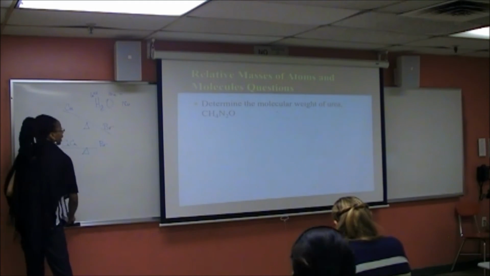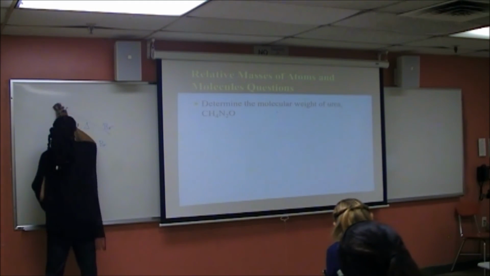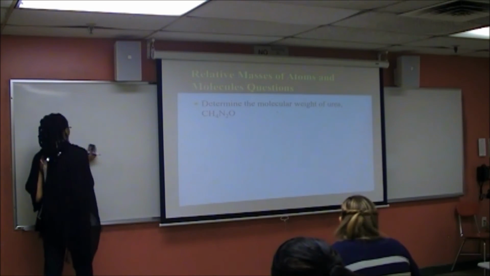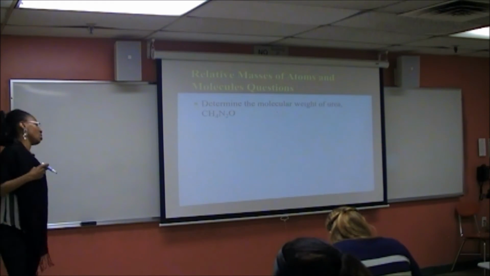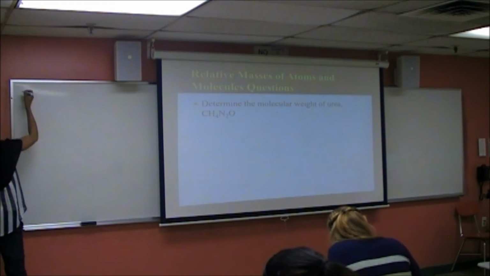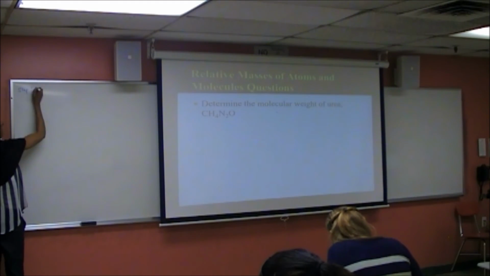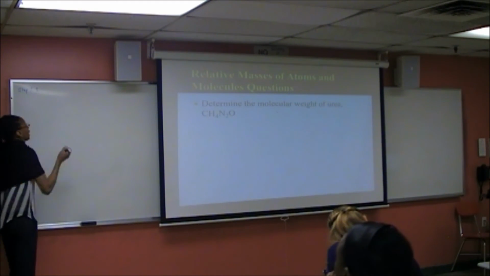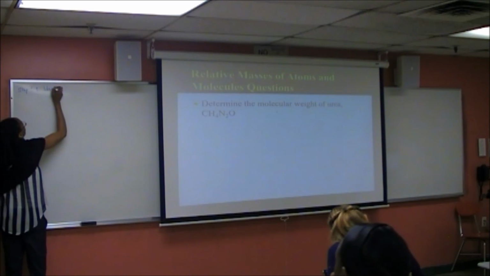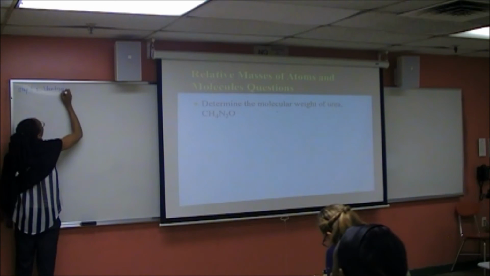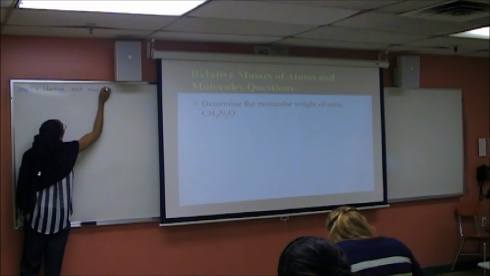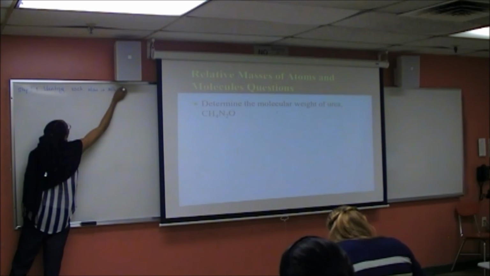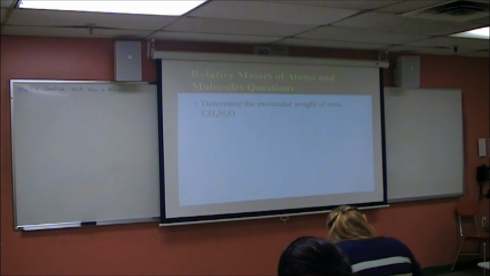Alright, so now we have an example. We're going to calculate the molecular weight of urea. Now, I like to do this in steps. Okay? So, step 1 is to identify each atom in your molecule. Got that?